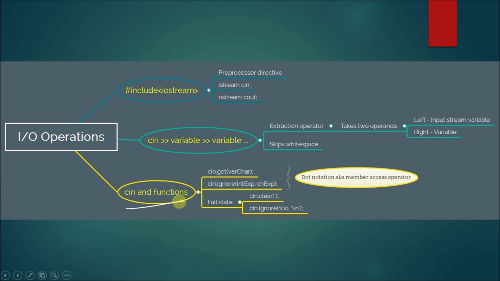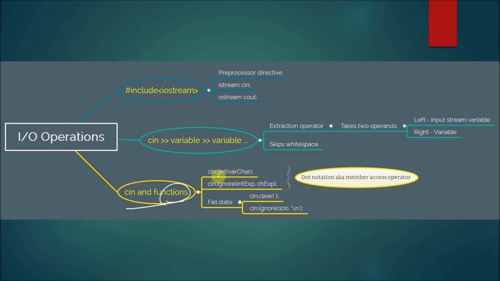cin and functions. When we're using the input stream variable cin with functions that have already been written for us, we have advantages. Sometimes the example that we just showed works a little bit differently, and we'll get into that. Let's look at a couple of functions here.